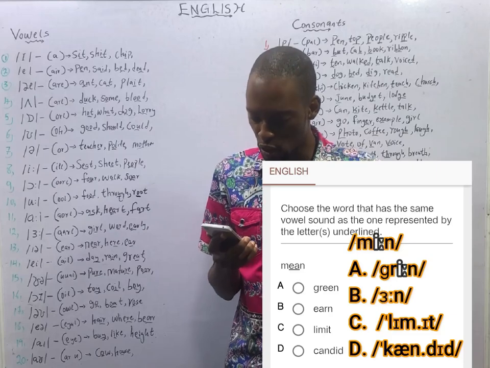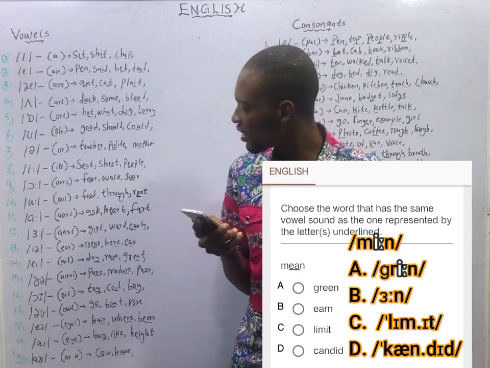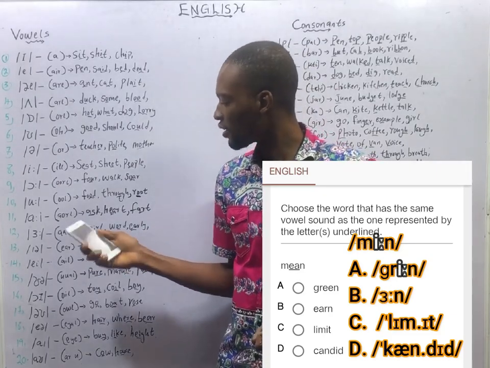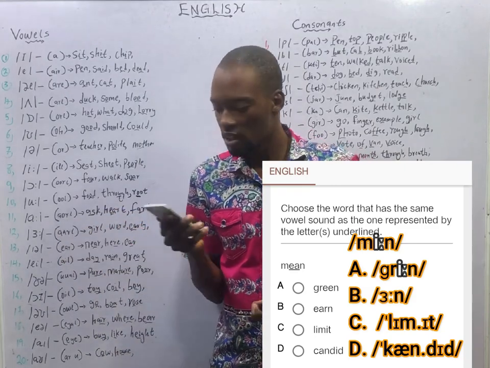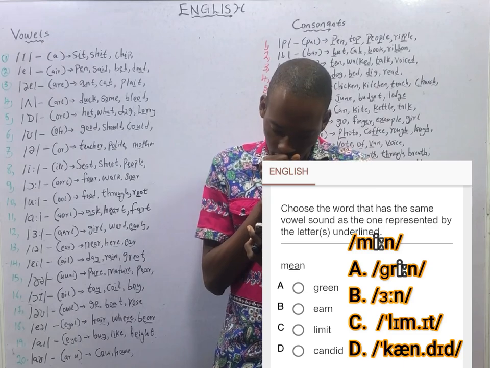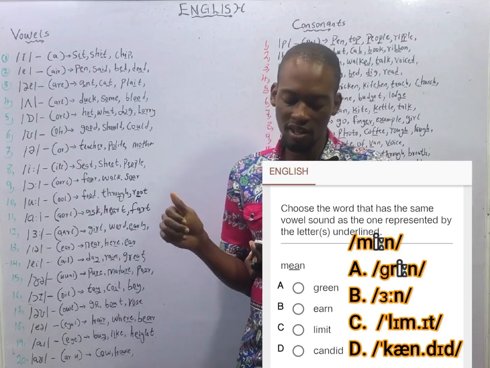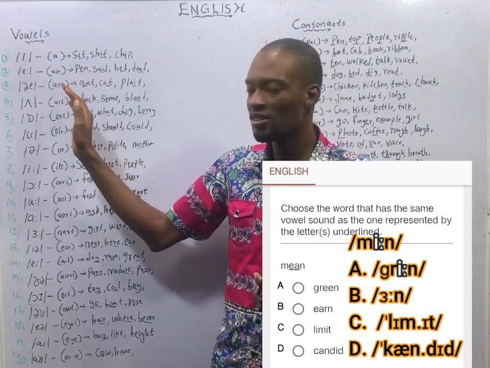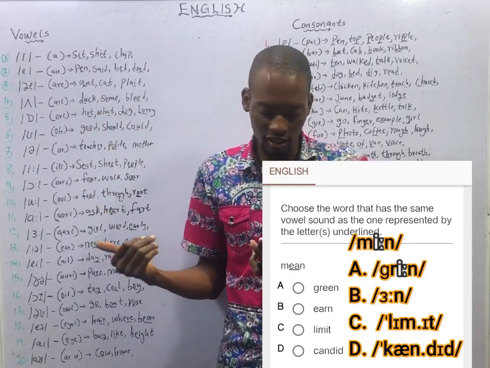Taking a look at the other options, we have an. That is the R sound. Then we have limit. Limit actually has the A sound, as in set, shit, and chip.